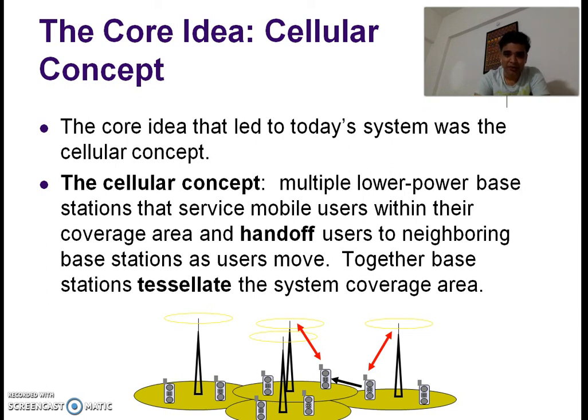The cellular concept: multiple low power base stations that service mobile users within their coverage area and hand off users to neighboring base stations as users move. Together, base stations tessellate the system coverage area. See, the city is divided into circles, and these circles are shown overlapping each other. So the overlap region will be served by both base stations, but this is not the case nowadays. This is the basic concept of how they tessellate or cover the entire city.